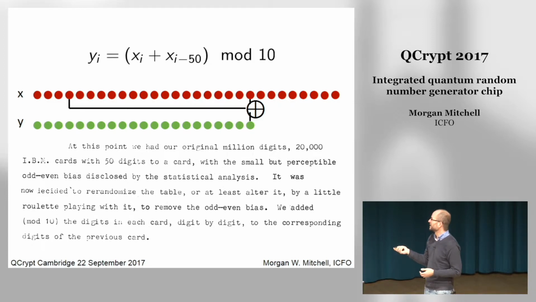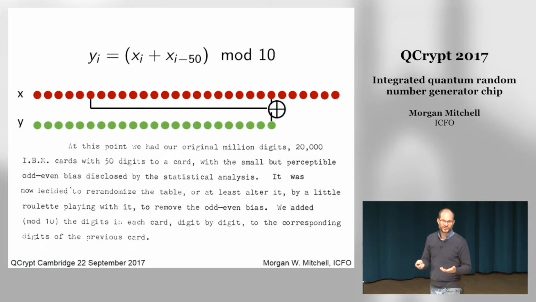We added mod 10, the digits in each card, digit by digit, to the corresponding digits of the previous card. So this is their algorithm: these are the digits that they originally generated. And then to generate the new stream of data, they add this bit with the 150 before it, and so on and so on. And in this way, they generate a new sequence. It has the same information in it, just shuffled around.